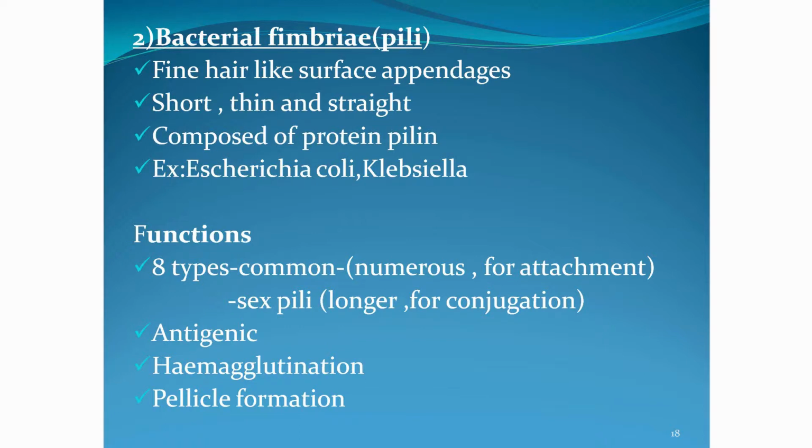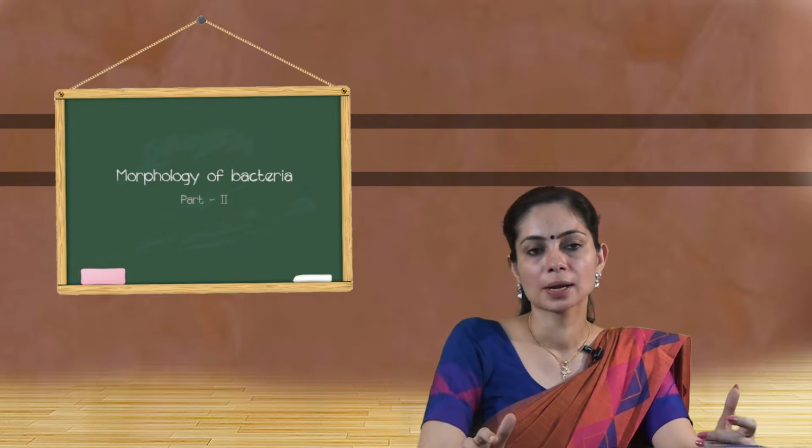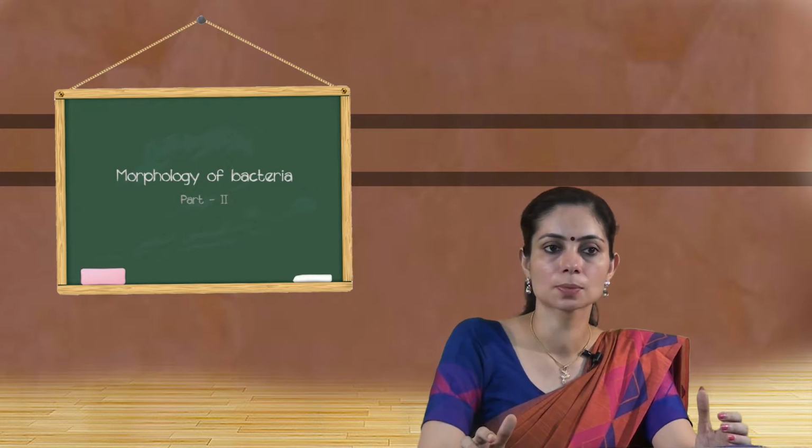Now, another function of Fimbriae is that they act as an antigen. It induces an immune response for the production of antibody, and helps in diagnosis. Again, it helps in the hemagglutination test. Bacteria which are fimbriated show the presence of pellicle.